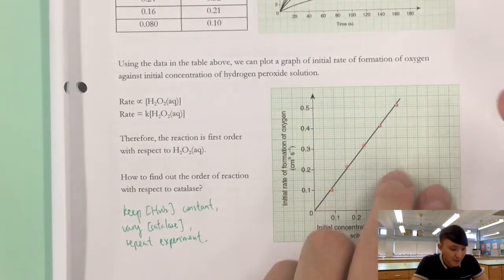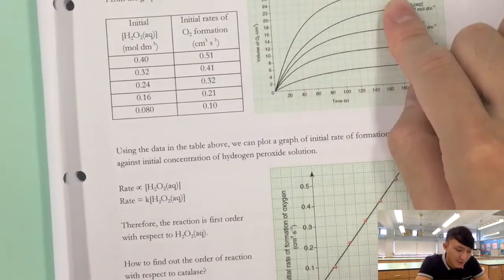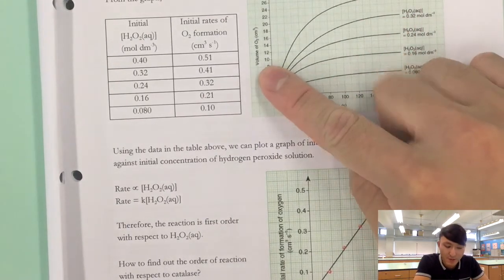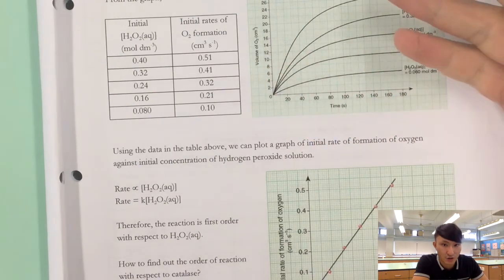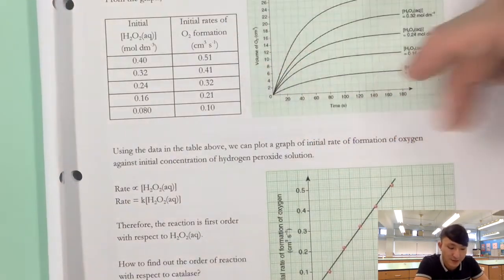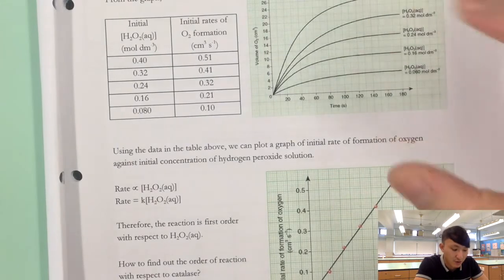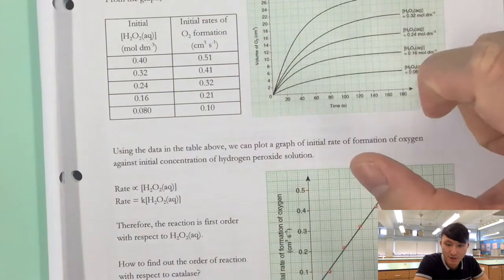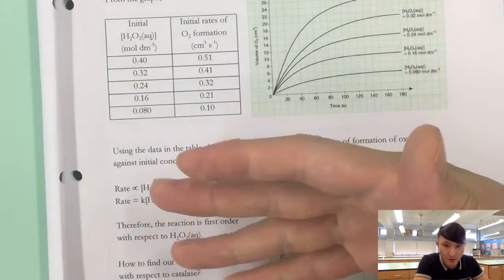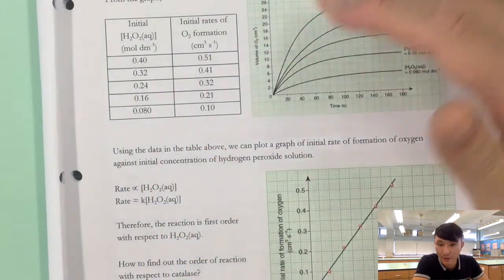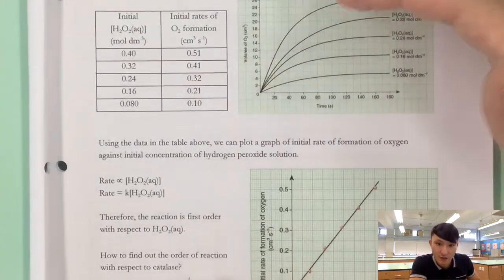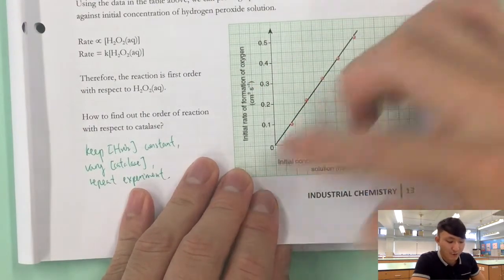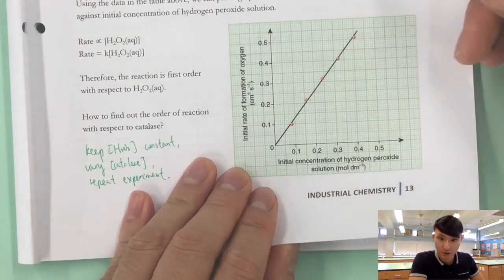Okay, so in this method we construct several concentration time graphs. Now, the volume of O2 is actually used to represent the concentration of the product, so it is also considered as a concentration time graph. So here, we construct several concentration time graphs using different concentrations of the hydrogen peroxide, the reactant, and then from there we find the initial rate, and using the initial rate and the corresponding concentration, we construct a rate concentration graph, and from there we are able to deduce the order.